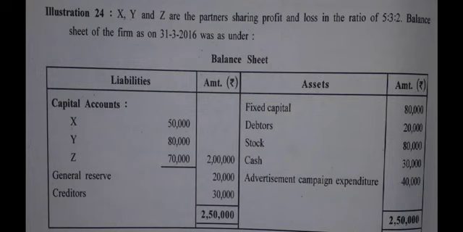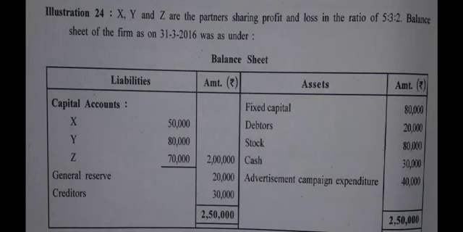In your textbook and on your screen, page number 254, you can see you have a balance sheet given to you, and it says X, Y and Z are the partners sharing profit and loss in the ratio of 5:3:2. This is their old ratio. Balance sheet of the firm as on 31st March 2016 was as under. There are three partners, X, Y and Z. Their old ratio is 5:3:2. The balance sheet is as below.